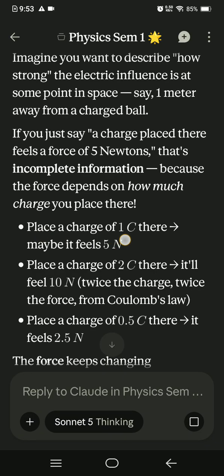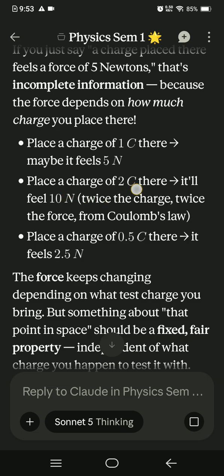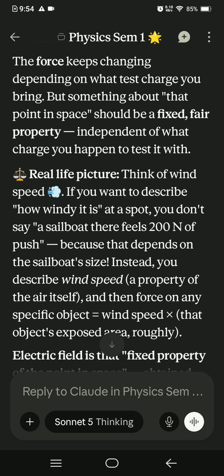Place a charge of 1 coulomb there, maybe it feels 5 newton. Place a charge of 2 coulomb, it will feel 10 newton, twice the charge, twice the force from Coulomb's law. Place a charge of 0.5 coulomb, it feels 2.5 newtons. The force keeps changing depending on what test charge you bring, but something about that point in space should be fixed, a property independent of what charge you happen to test it with.